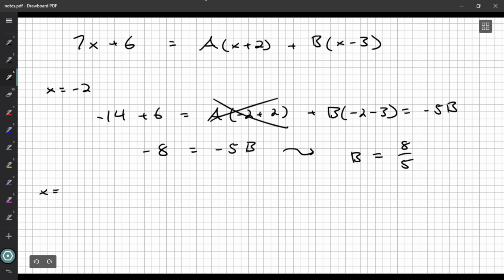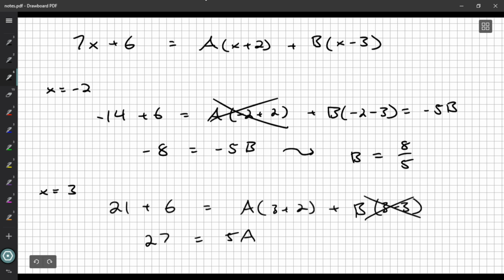If we were to let x be 3, we'll get 7 times 3 is 21 plus 6 over here, and then A times 3 plus 2. And the reason we chose x to be 3 is so that now B will have 0 to be multiplied by. So we get 27 is 5A, or A is 27/5.